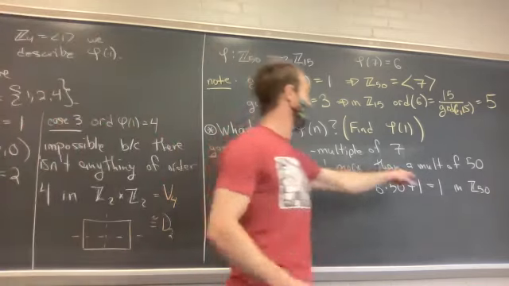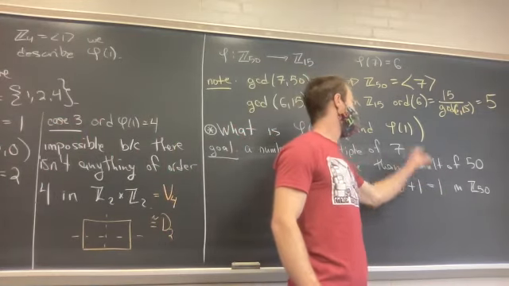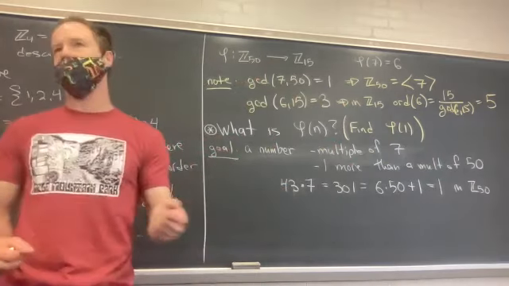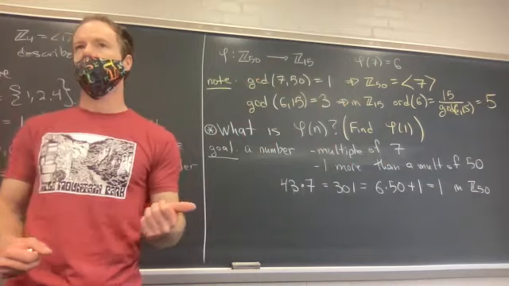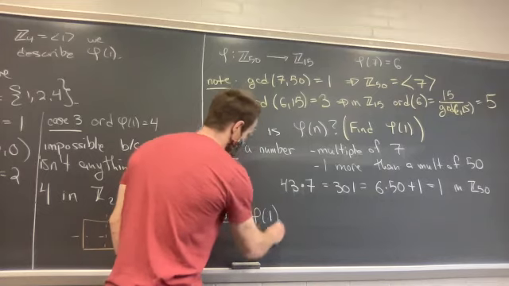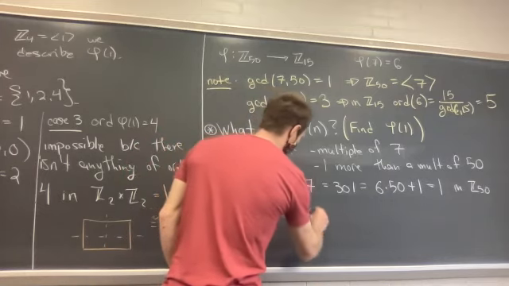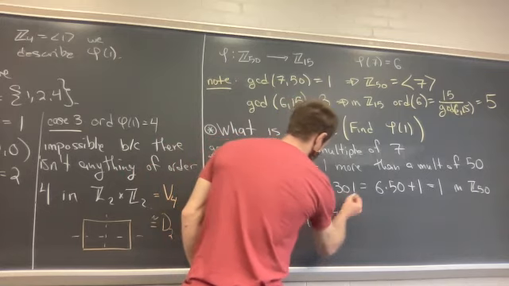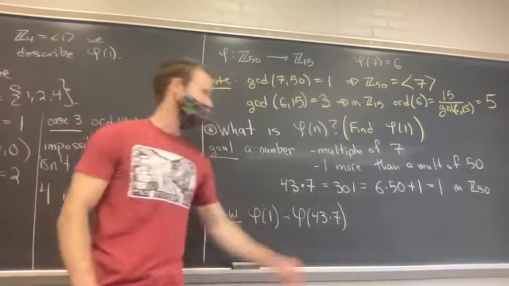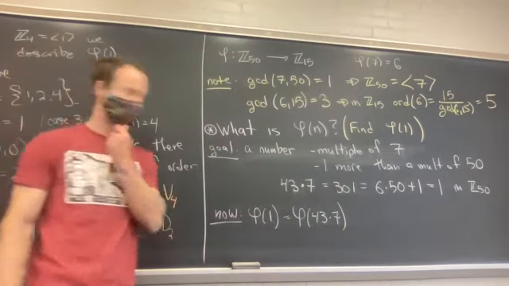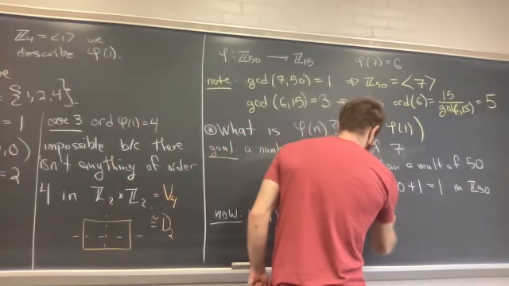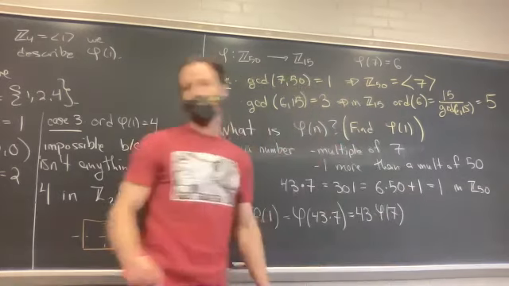Now we can easily calculate phi of 1, right? Remember that by 43 times 7, we really mean 7 plus 7 plus 7 plus 7, 43 times, right? So now we can do it. So phi of 1 equals phi of 43 times 7, right? Because that calculation is happening inside of Z50. But that's going to be equal to 43 times phi of 7, right?